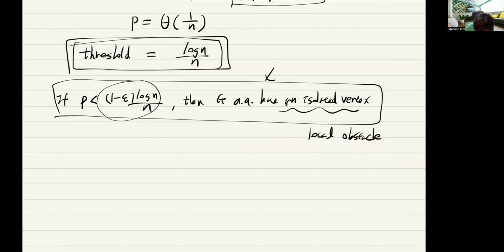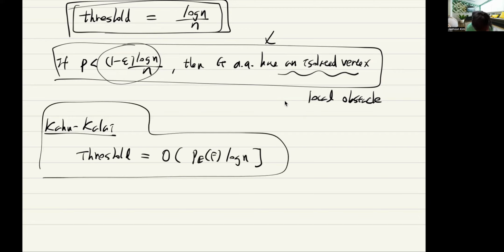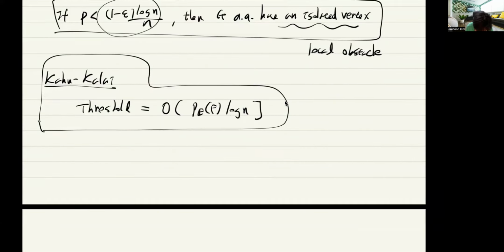And indeed, Kahn and Kalai conjecture that this is not a coincidence. They conjecture that for whatever f you consider, the threshold is at most the expectation threshold times log n. This is called the Kahn-Kalai conjecture, and this was recently resolved. Then we're going to talk about that. Okay. And in fact, everything here can be stated in a more general way.